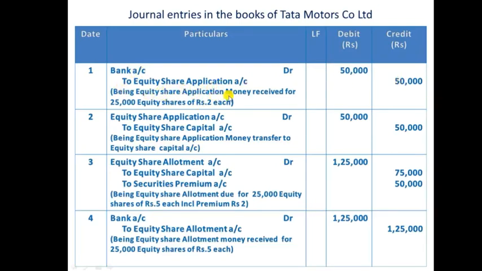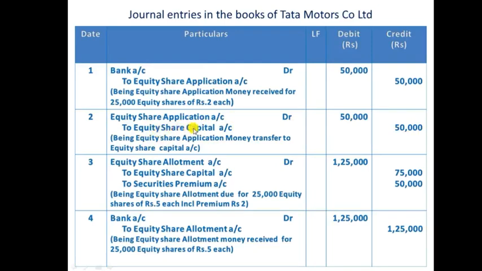We should write the narration: being share application money received for 25,000 equity shares of ₹2 each. After collecting the first installment through the bank, now the company will transfer the application money to capital. So we should record equity share application account debit 50,000 to equity share capital account 50,000. Now the application money is transferred to the equity share capital account.